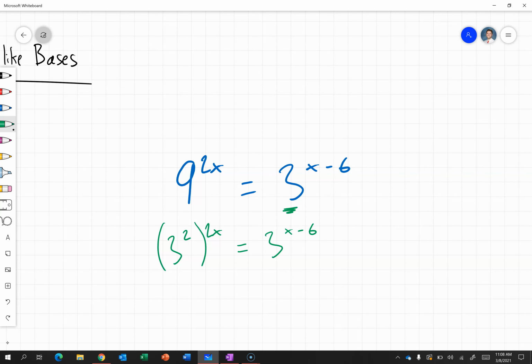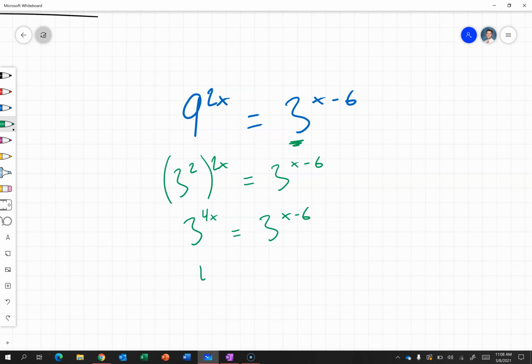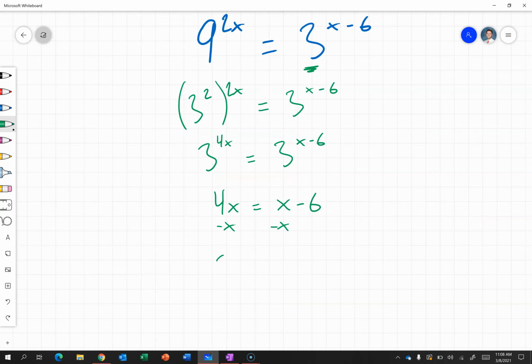Now we know that 3 squared to the power of 2x would be 3 to the power of 4x, and that's equal to 3 to the power of x minus 6. So we have 4x equals x minus 6. We can subtract x, so 3x equals negative 6. We can divide by 3, and we get x equals negative 2.